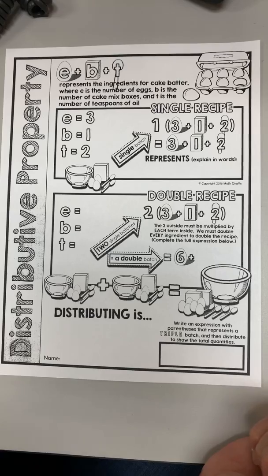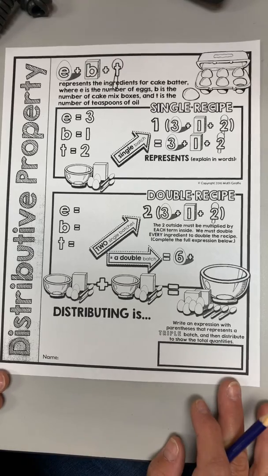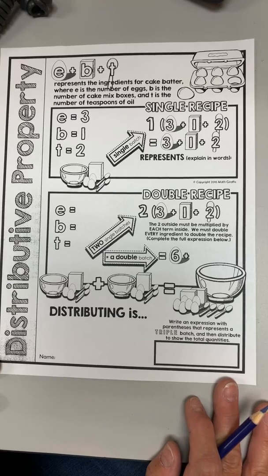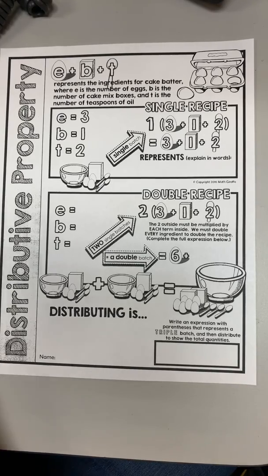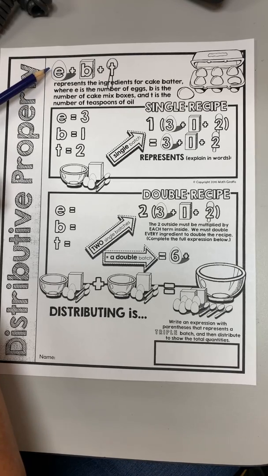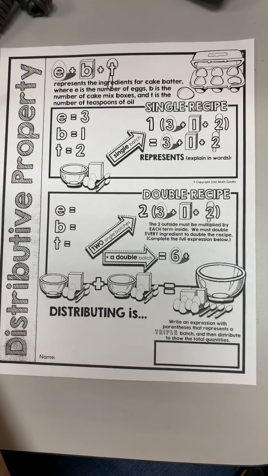And so the first thing we're going to do is we're going to look at the top, kind of the recipe. So it says at the top, E represents, or this all right here, sorry, that represents the ingredients for cake batter, where E is the number of eggs, B is the number of cake mix boxes, and T is the number of teaspoons of oil.